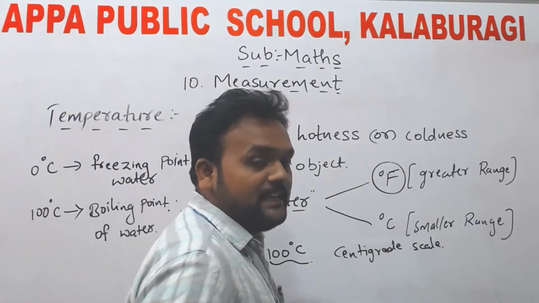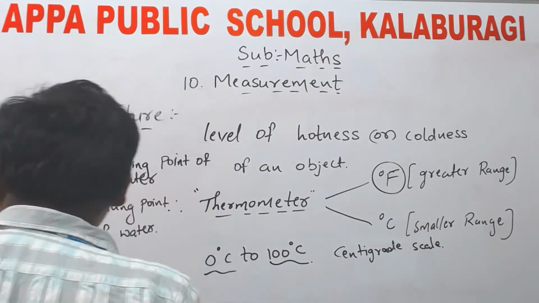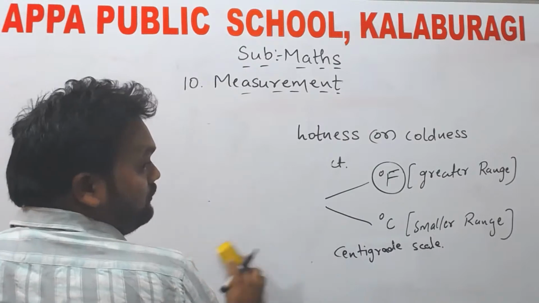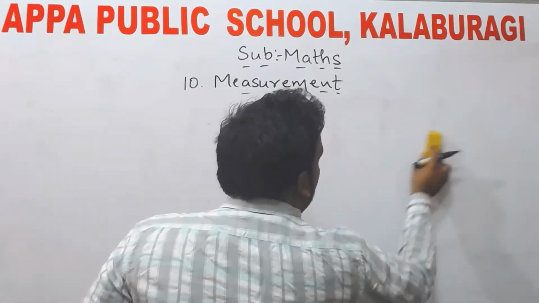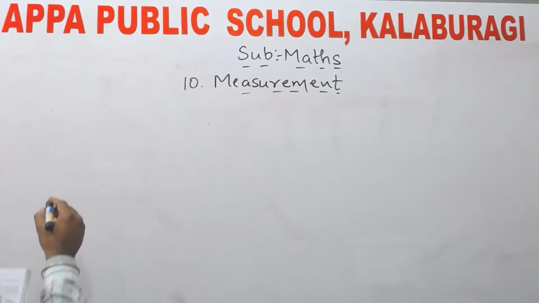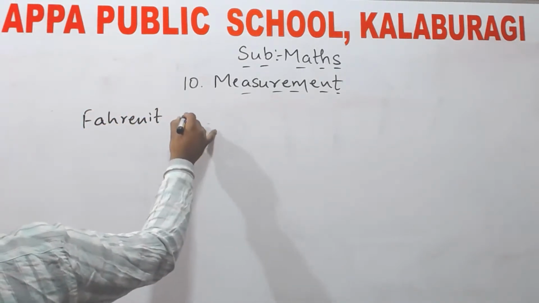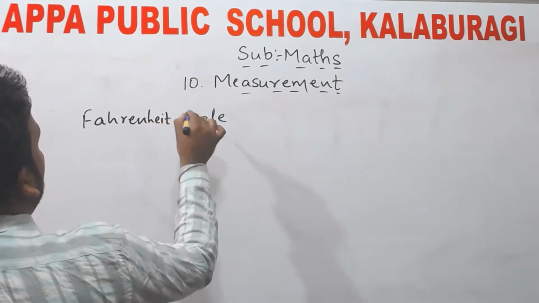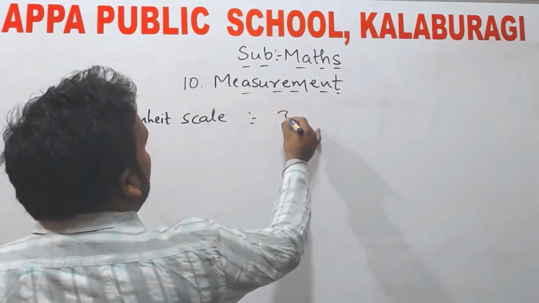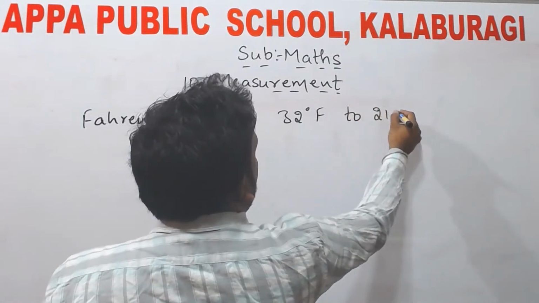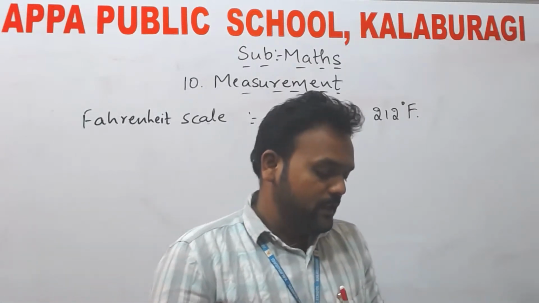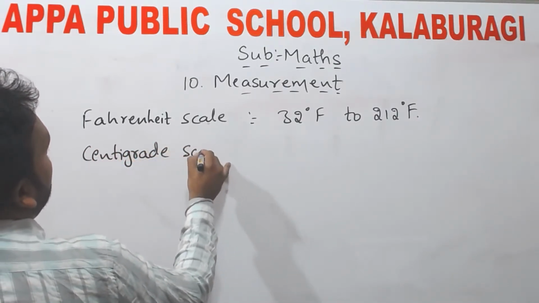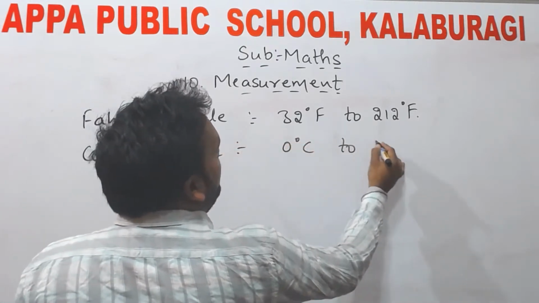Whereas the degree Fahrenheit scale, this Fahrenheit scale is marked from 32 degree Fahrenheit to 212 degree Fahrenheit. Now, you know the Celsius scale, so I will write the centigrade scale also. The centigrade scale is 0 degree Celsius to 100 degree Celsius.